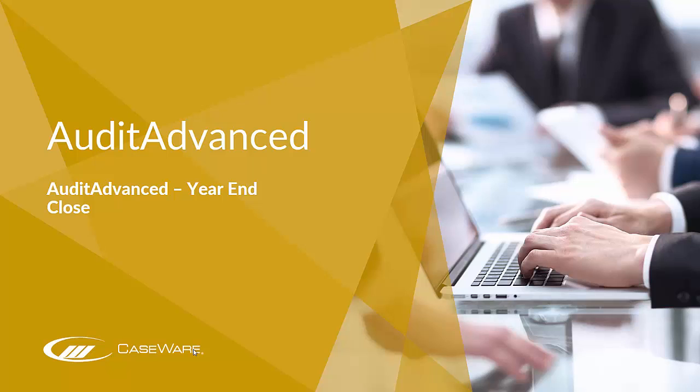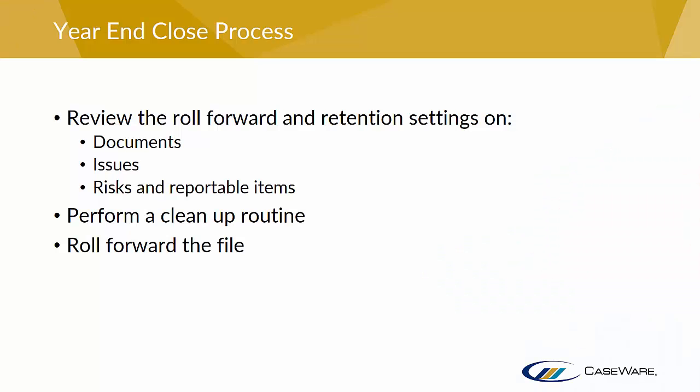In this video, we will look at how to carry out a year-end close on an AuditAdvanced file. There are three areas that need to be looked at when rolling forward your file: review, roll forward and retention settings, in documents, on issues, and on risks and reportable items; the need to perform a cleanup routine; and finally, rolling forward the file.